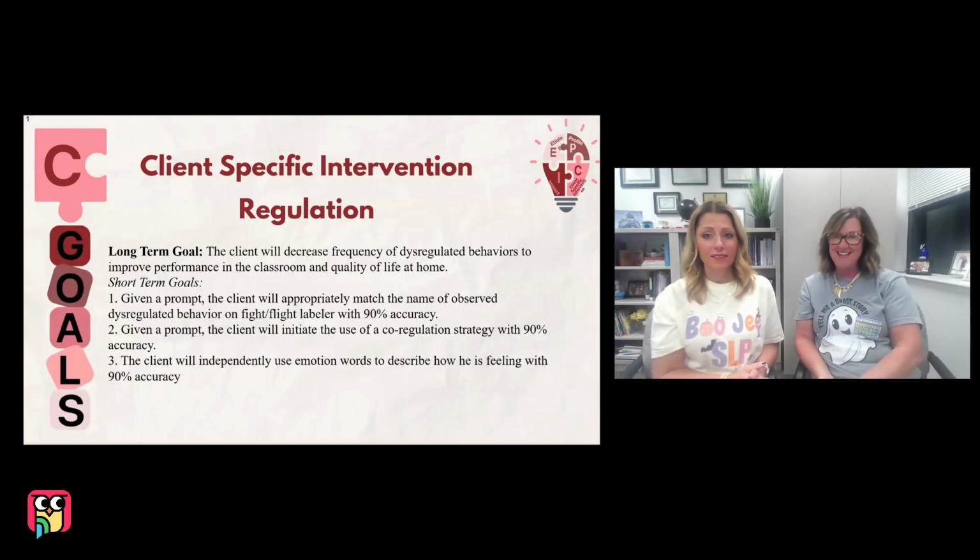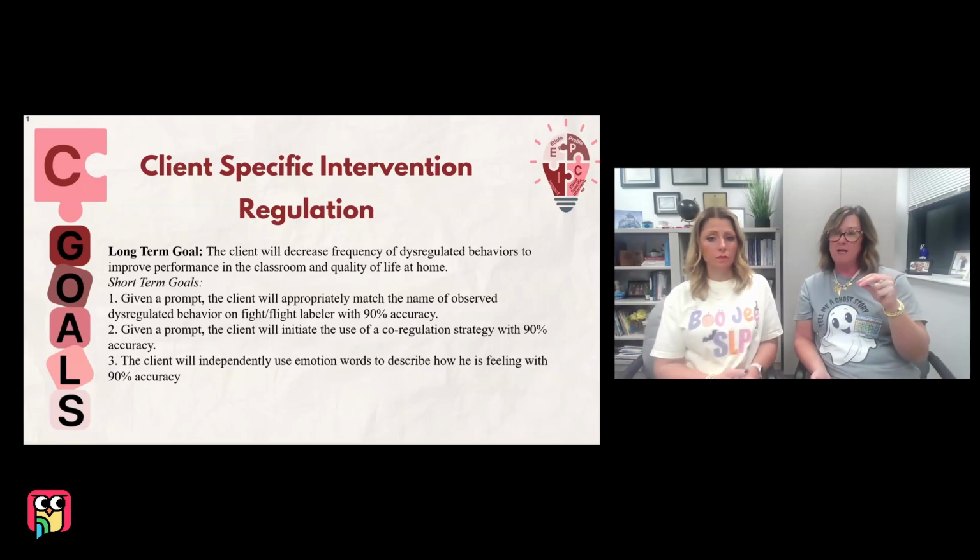So what does intervention actually look like? I've divided this for Andrew up into the three sections that we're really focusing on. We're focusing on regulation, we're focusing on EF, and we're focusing on some reasoning skills. Again, you can see that all three of those things are very necessary for age-appropriate communication as well as being successful in a classroom. So starting with regulation, which is the one that I think would be the most difficult for you to kind of know where to start if you haven't had this experience.